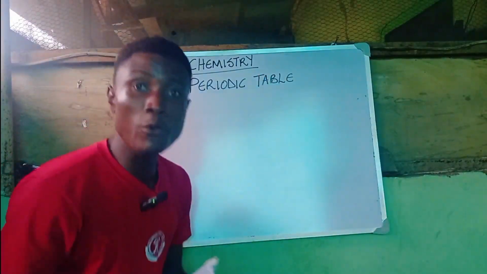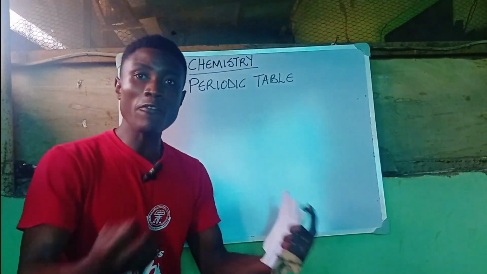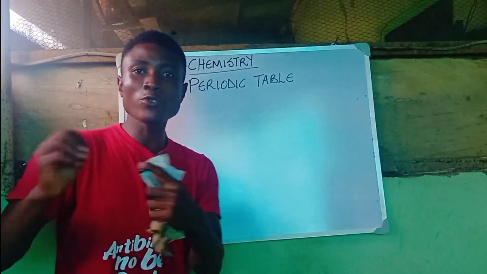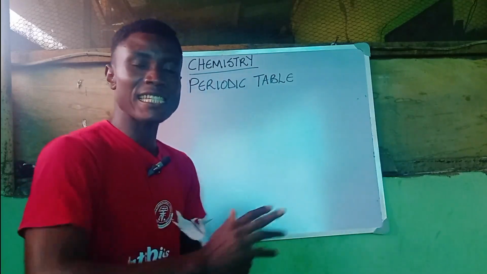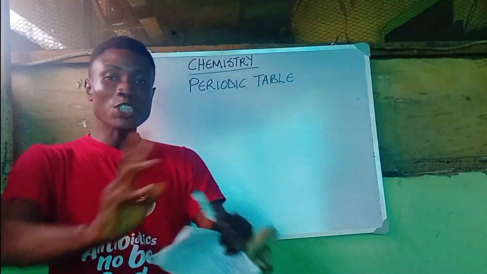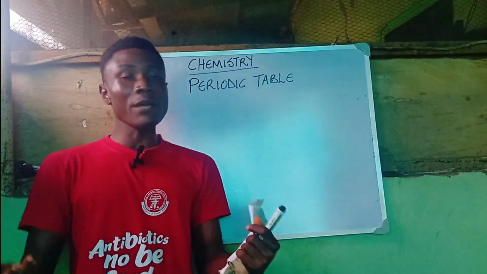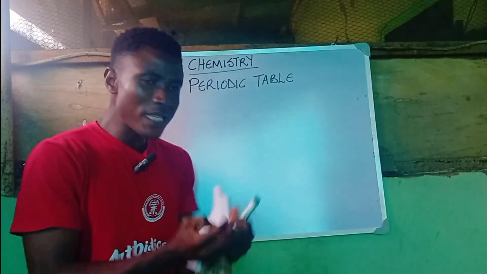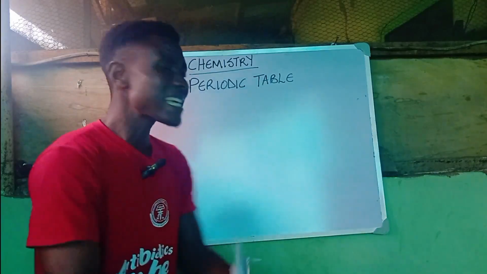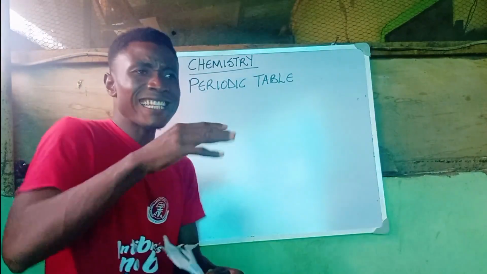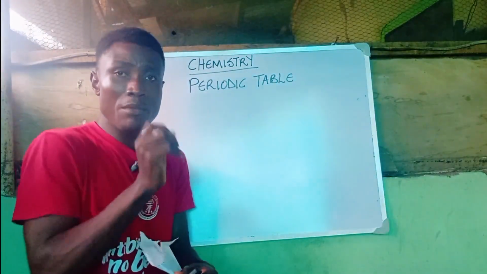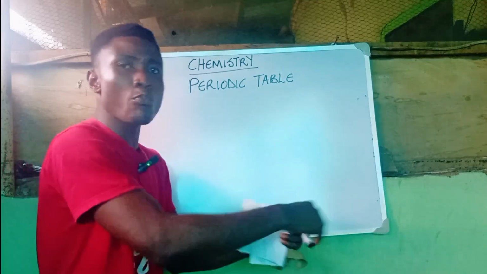The periodic table is simply the arrangement of elements in order of their relative atomic number. This started way back in 1869 when a certain Russian scientist known as Dmitry Mendeleev developed interest in the study of elements. He started looking at these elements, looking at the way they were behaving, and he started arranging them. What I mean by started arranging them was that he started grouping them.